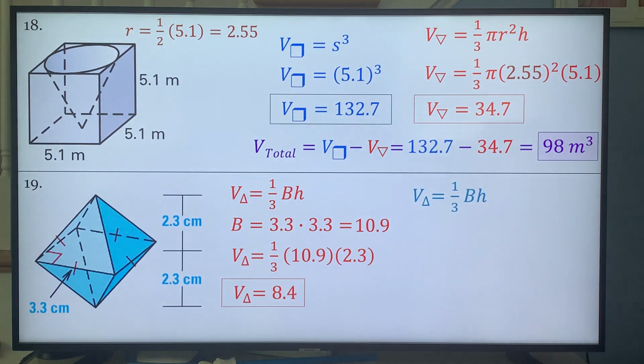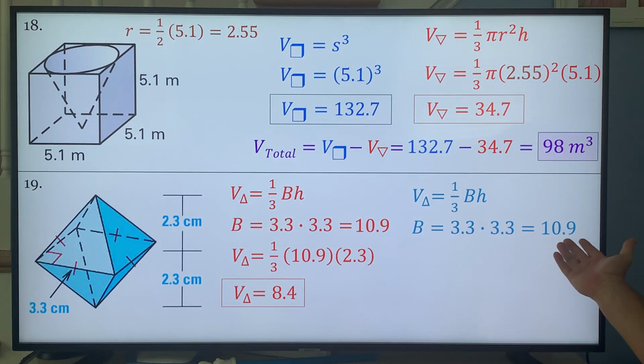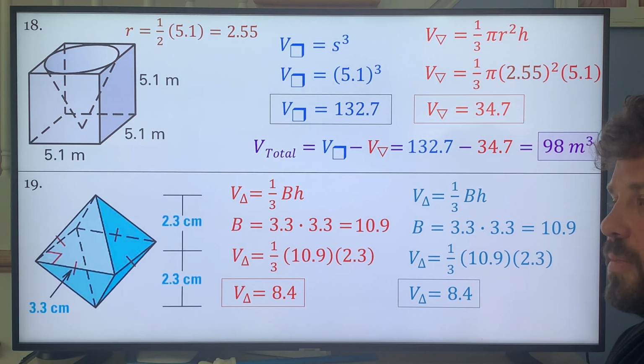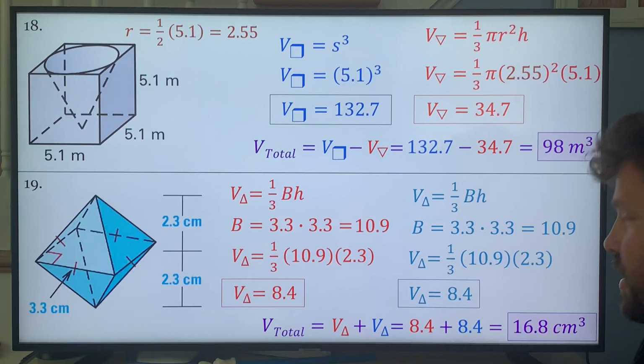Now the other pyramid happens to be the same exact thing, so you do the same exact stuff. 10.9 base, multiply it in, you get 8.4. You could have just multiplied that number by 2 if you'd like. That's what I would have done. Add the two together, and you get 16.8 cubic centimeters. Right?